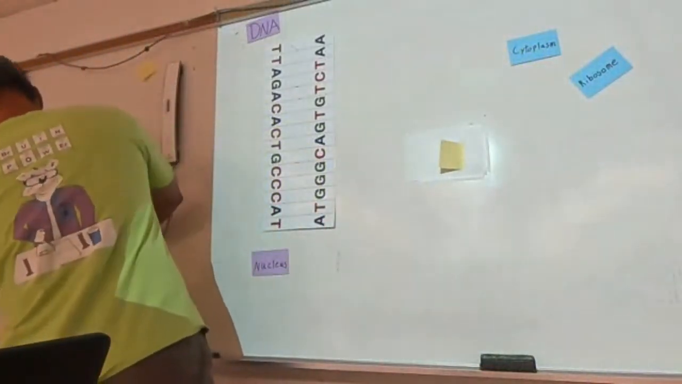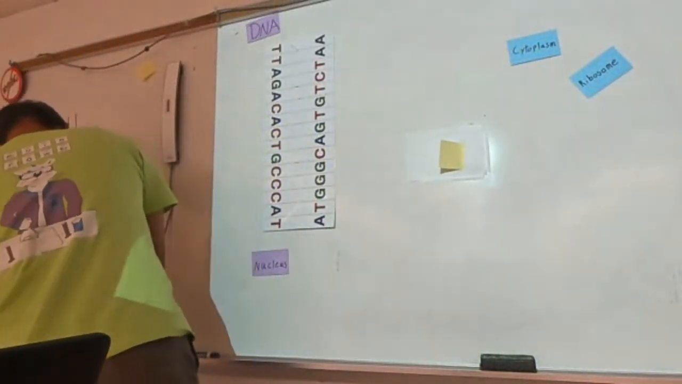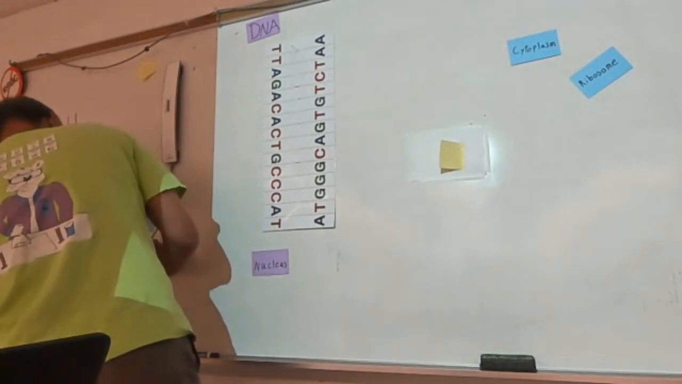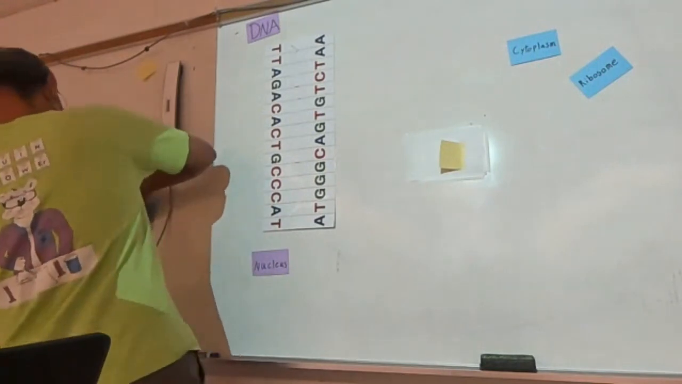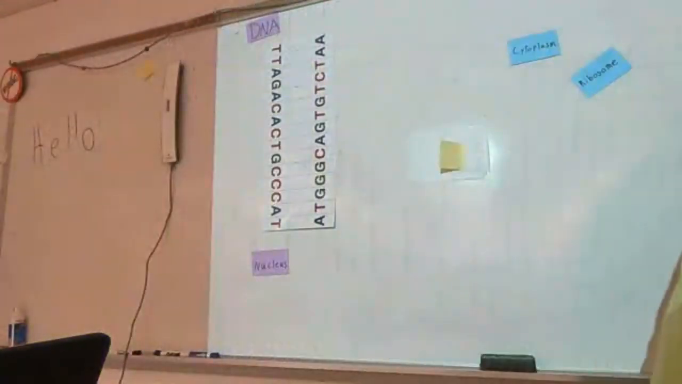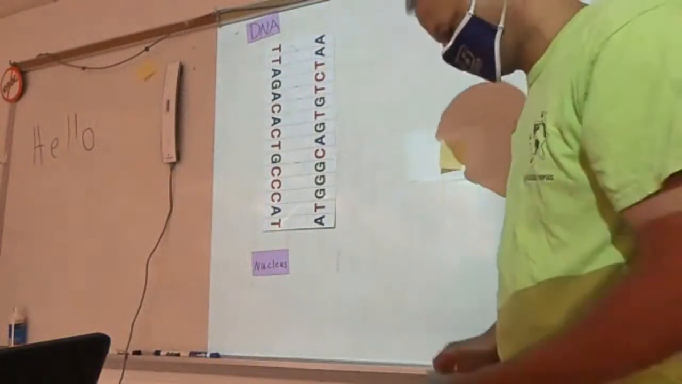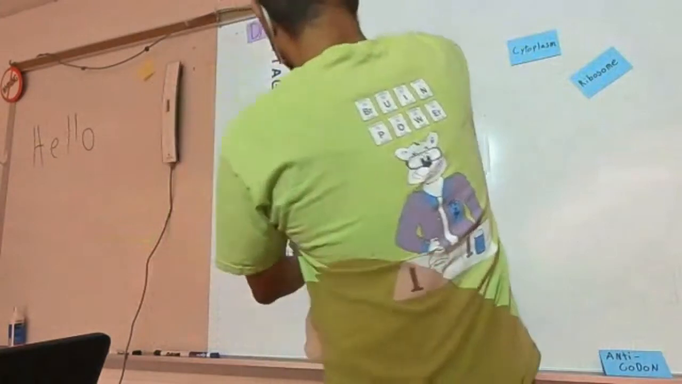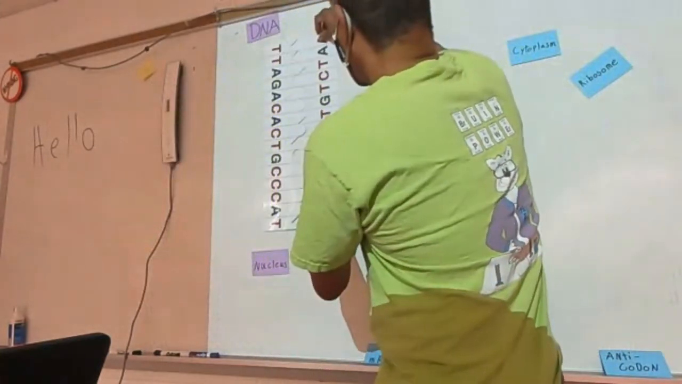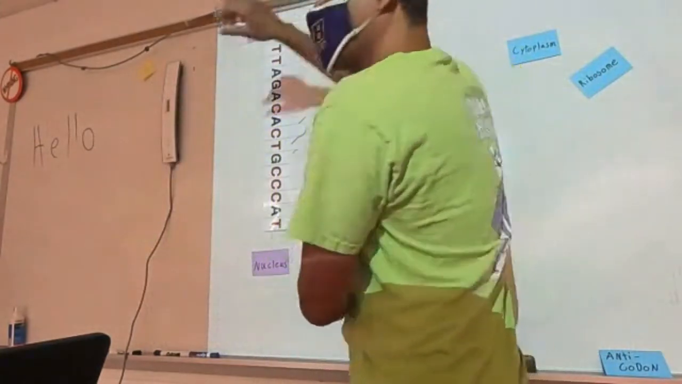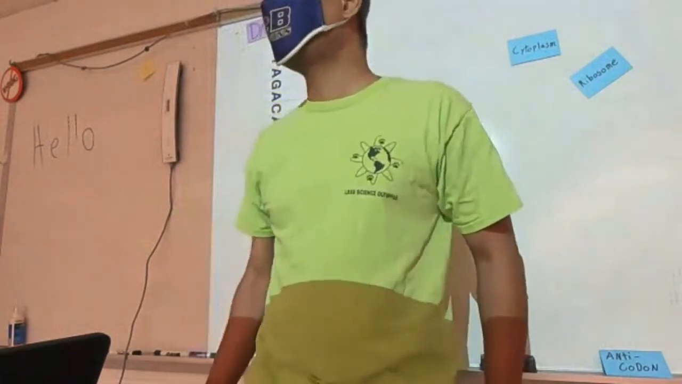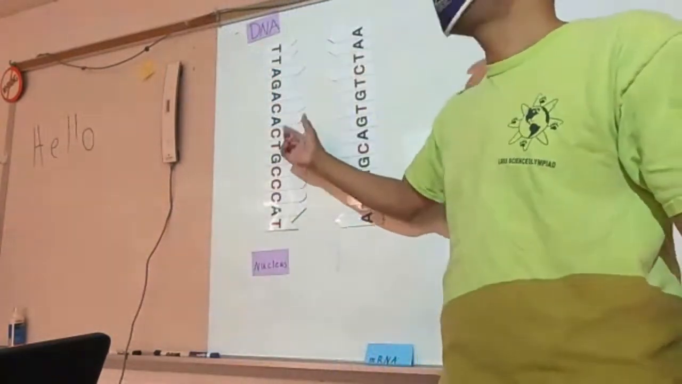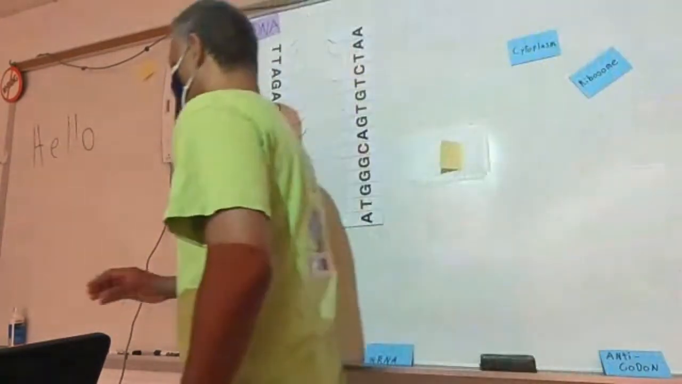Now, the sugar is different. The sugar in DNA is deoxyribose. That's where the D comes from. The sugar in RNA is called ribose. That's where the R for RNA comes from. Okay, now, what bond between these bases am I just breaking? That didn't sound right. What bond did I just break? The hydrogen bonds.